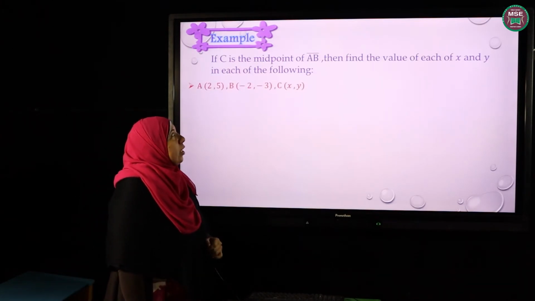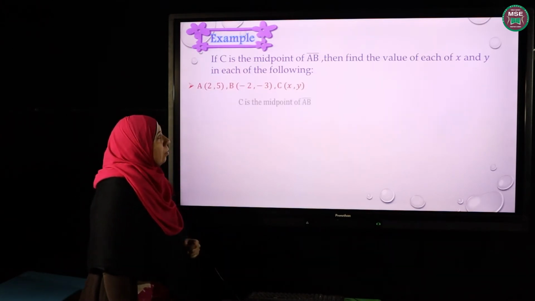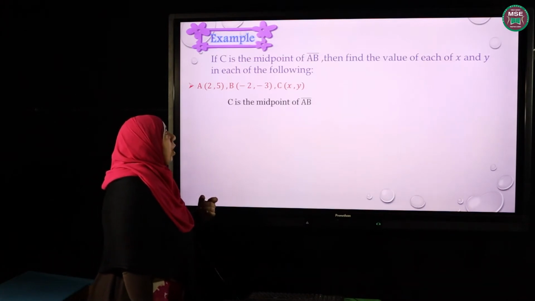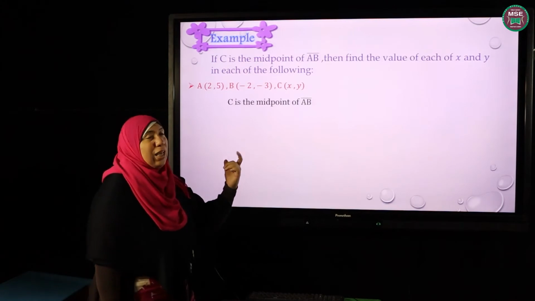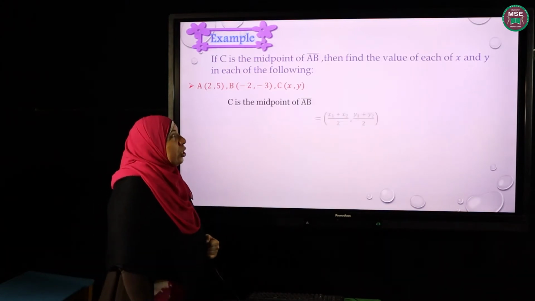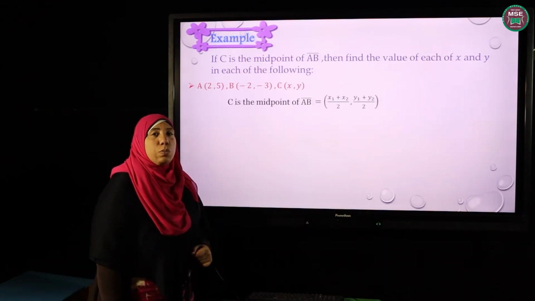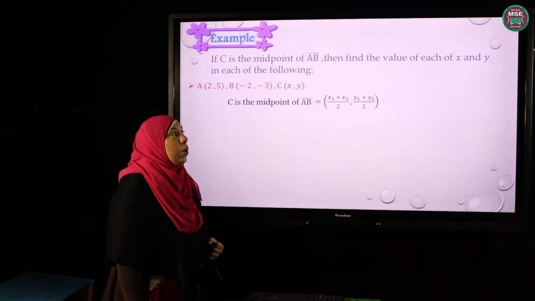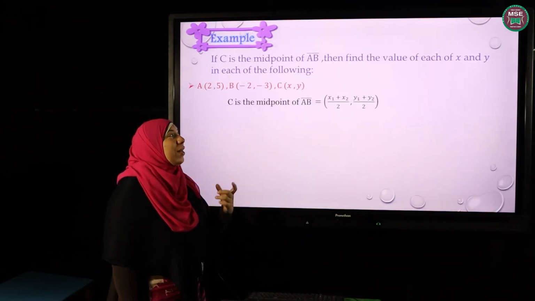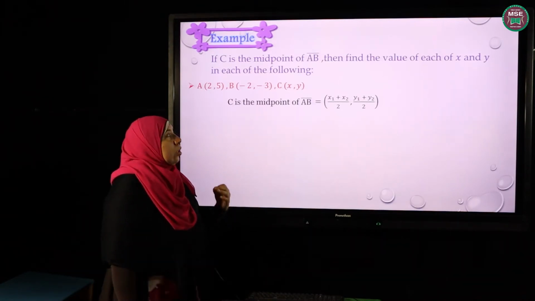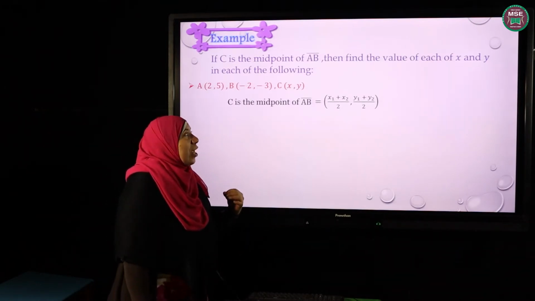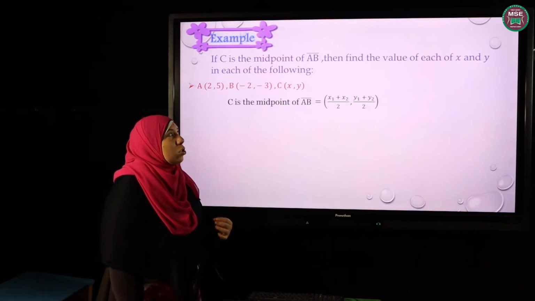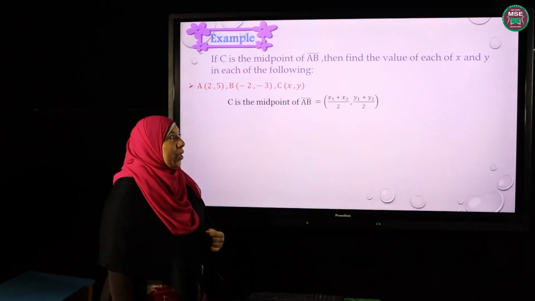Find x and y in each. If A is (2, 5) and B is (-2, -3), I want C, and C is the midpoint. So I will use the rule x1 plus x2 over 2, y1 plus y2 over 2 to find the ordered pair. You have to concentrate that I am finding a point, so the answer should be an ordered pair.